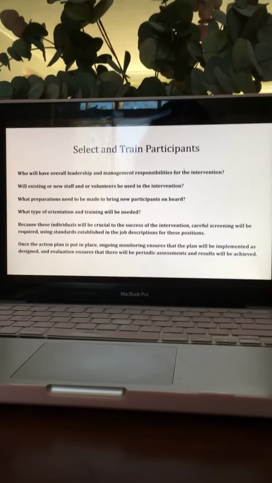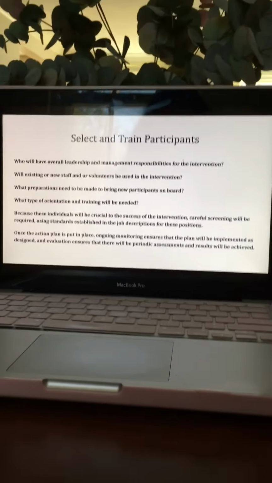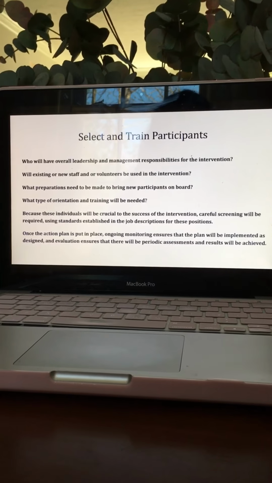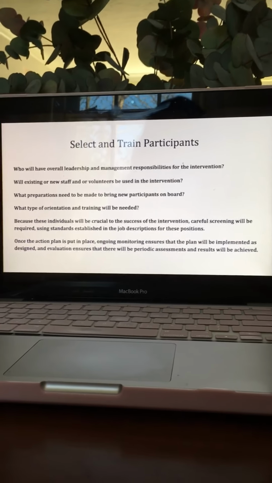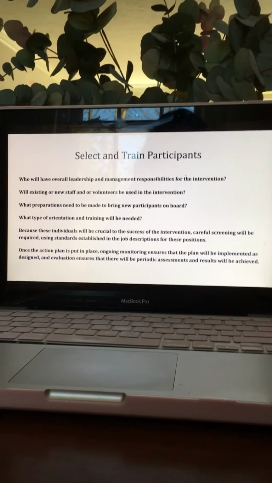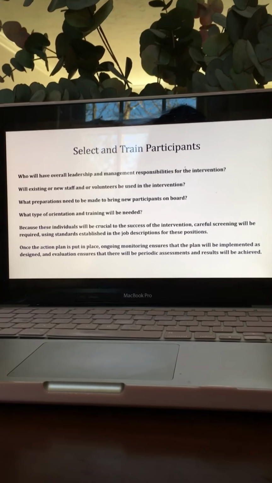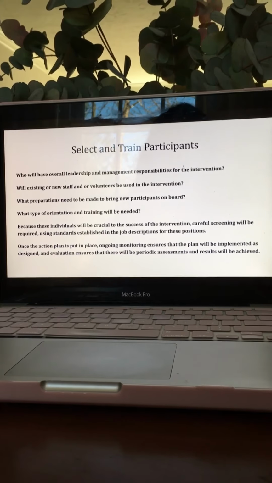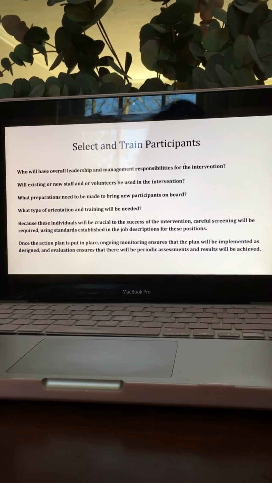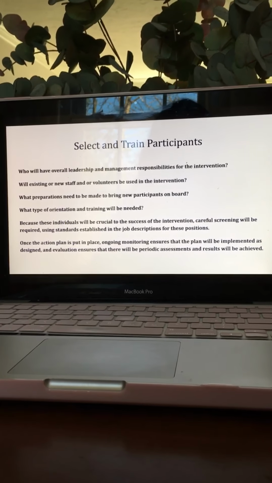So then when it comes to your participants, selecting and training participants raises the question of who will have overall leadership and management responsibilities for the intervention. How are we going to select and train certain people to have certain responsibilities and certain tasks to complete the intervention? Will existing or new staff and or volunteers be used in the intervention? What preparations need to be made to bring new participants on board? What type of orientation and training will be needed?